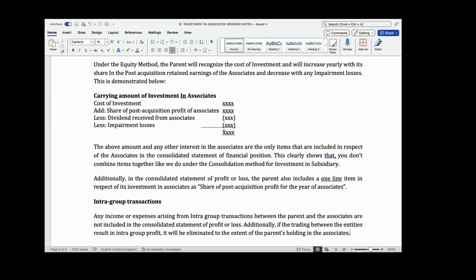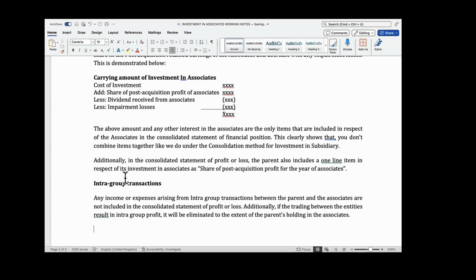So if the parent has only 20% in the associate, you are going to eliminate just 20% of that profit, because here we're not consolidating, we are only taking a share of profit. And the share of profit we are taking is only to the extent of our holding. So you only eliminate intra-group profits to the extent of our holding in that associate.